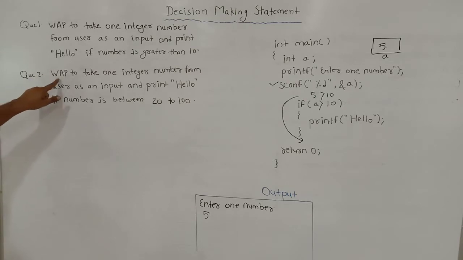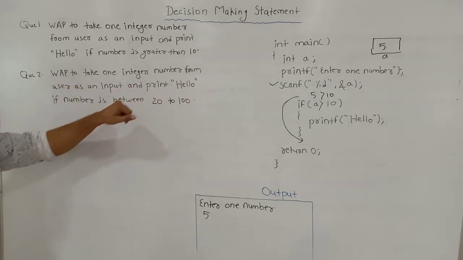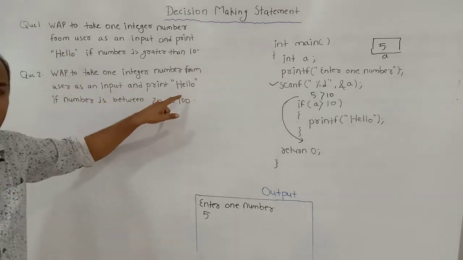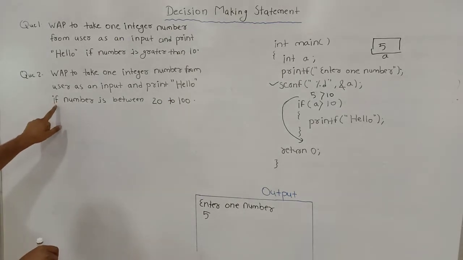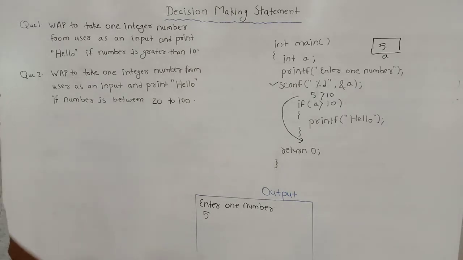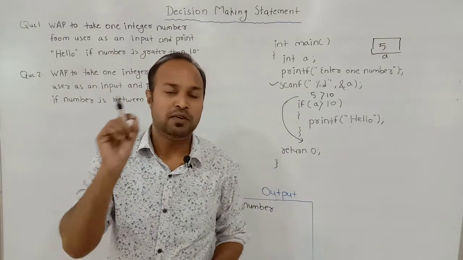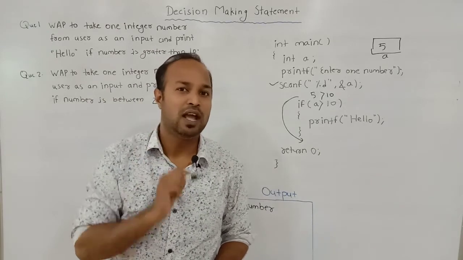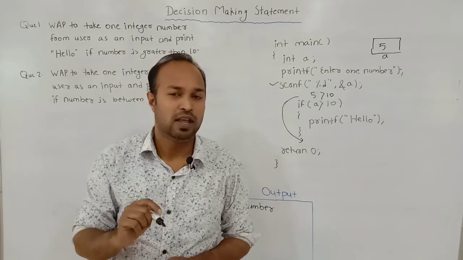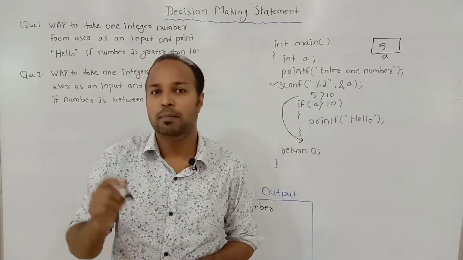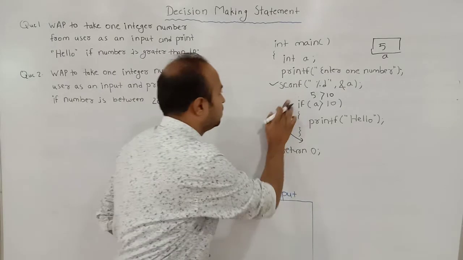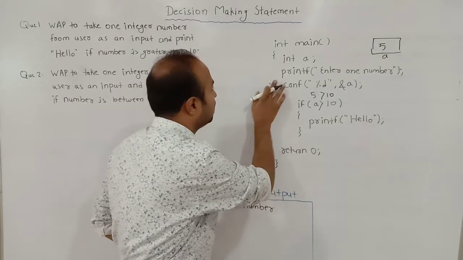Now check another example. Our second question is: write a program to take one integer number from the user as input, as in the previous one, and print hello. In this program we will again print hello, but only if the number is between 20 and 100. If the user enters 10, we will not print hello. If the user enters 5, we will not print hello. But if the user enters 50, then we will print hello. So now we will modify this program.